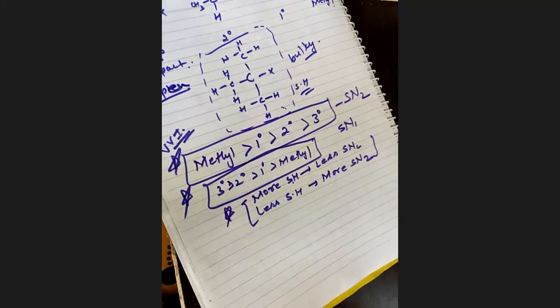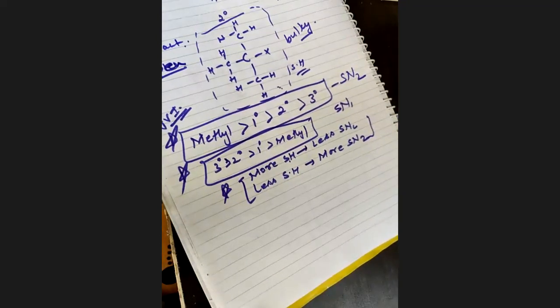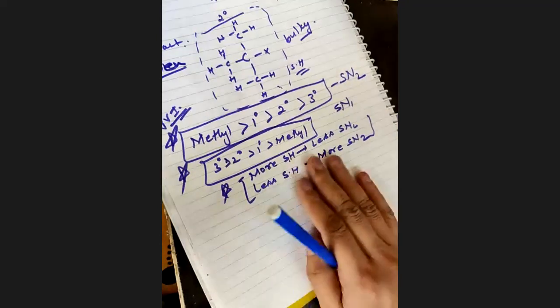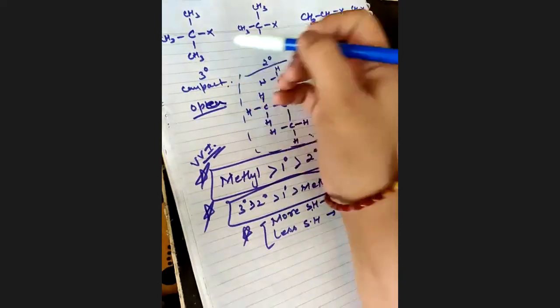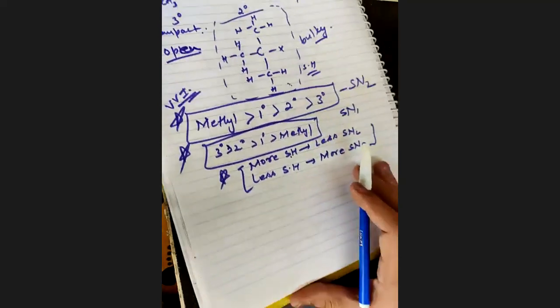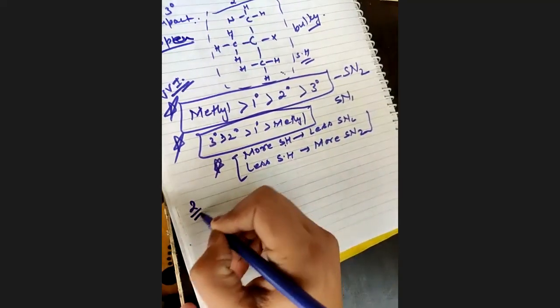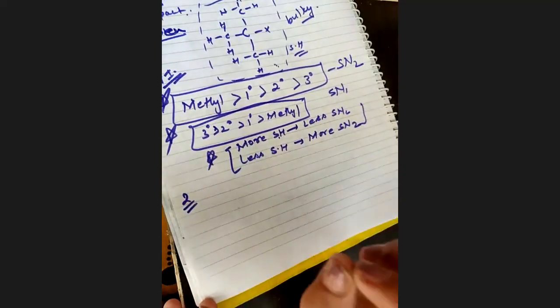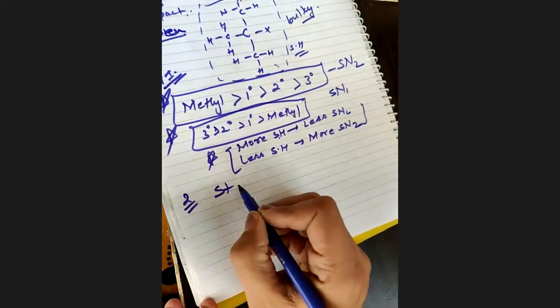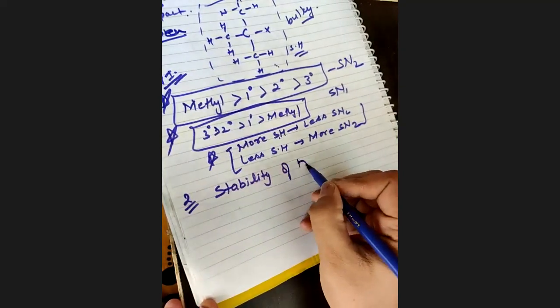Chalo. Let's just move to the next one. That much is all about the alkyl halide. You just have to see the steric hindrance. If the steric hindrance is large, it means less SN2 will be there. Now we will talk about another factor, that will be stability of transition state.